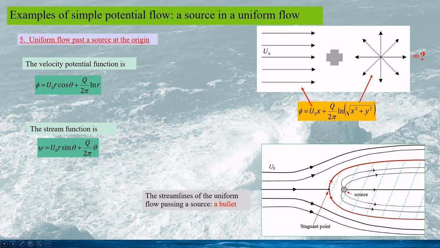The incoming flow will pass the bullet, which is exactly equivalent to a solid structure of the same shape. As such, the source could represent a solid bullet structure in a uniform flow, and the size of the bullet can be determined by both the source strength and the velocity of the uniform flow. That is a combination of the uniform flow speed U0 and the source strength Q.